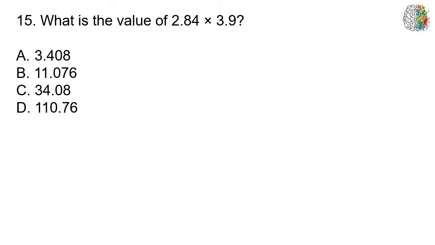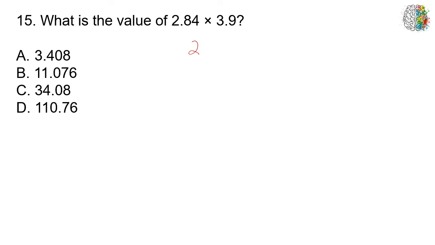Problem number 15 is the multiplication by decimals. This one says, what is the value of 2.84 times 3.9? So the thing you want to remember with decimals is that when you add and subtract, you line up the decimals. When you multiply, you line them up just like regular multiplication. Then you count the number of digits behind decimals.